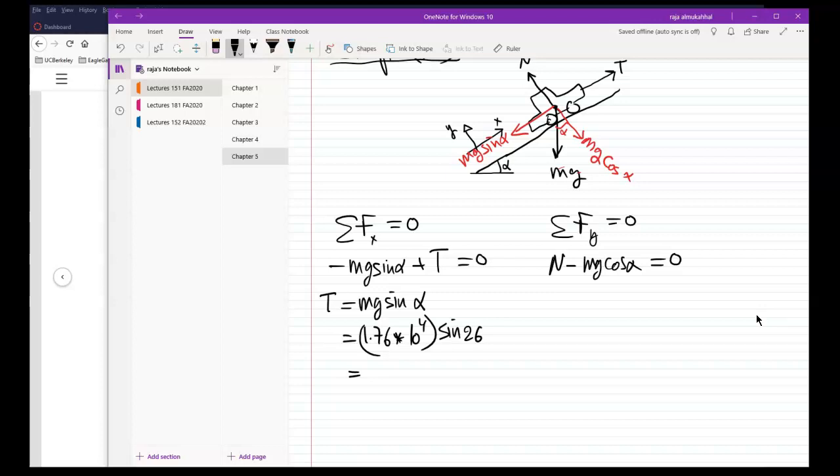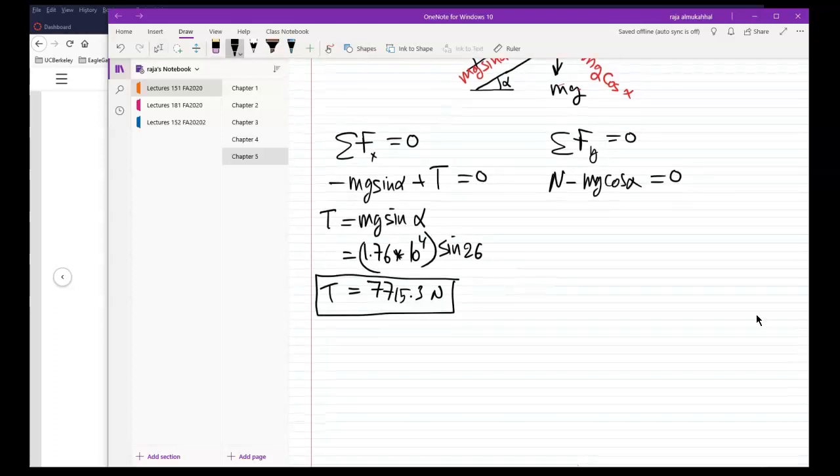And then I would just plug it in and calculate that. I hope you're calculating things with me. So that's going to be 1.76 E4 times sine 26, answer 7715.3 newtons. There is the tension in the chain. You see what I'm saying?